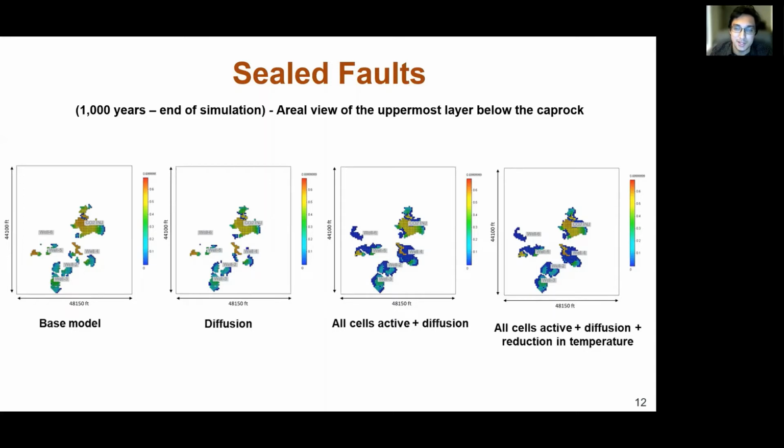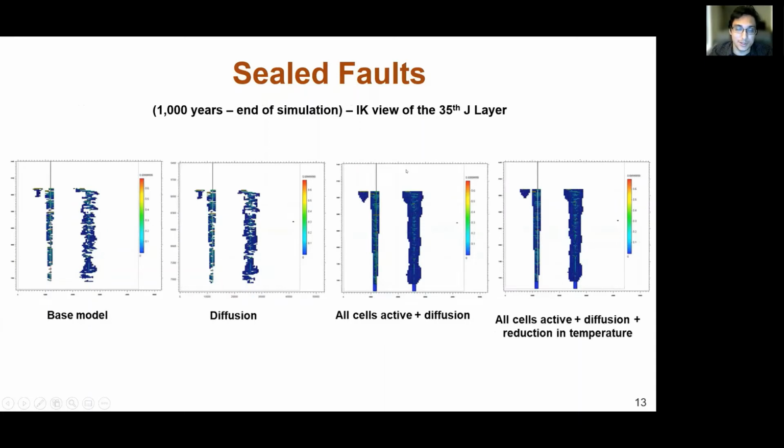So here we have our 6 injectors, and here we have a view of the CO2 plume. The regions here that we see are only the regions where CO2 has reached. And we can see here our base model without molecular diffusion, with some cells being active. Here in this view, we have all the cells being active and some diffusion. And we can see that the CO2 has gone much farther in this case. And we can also see a similar effect when we look at the cross-section view.